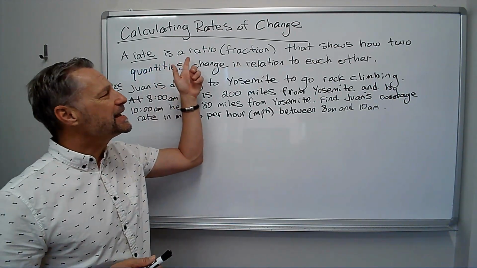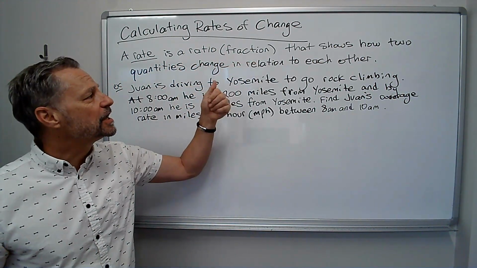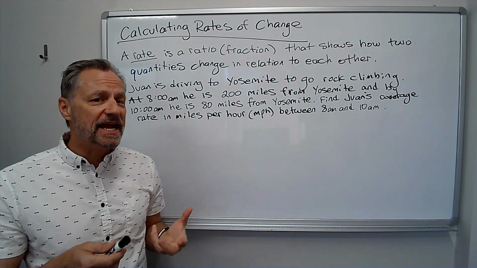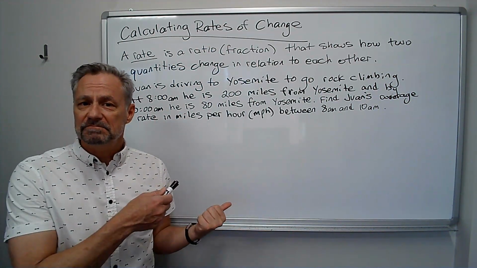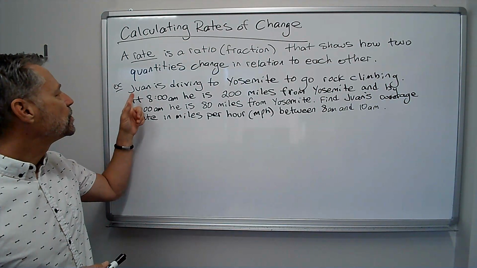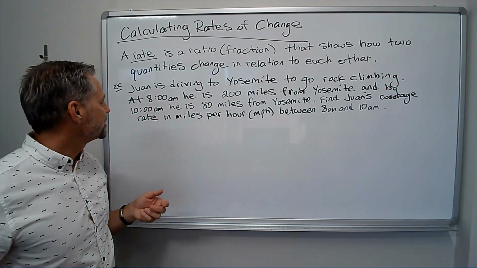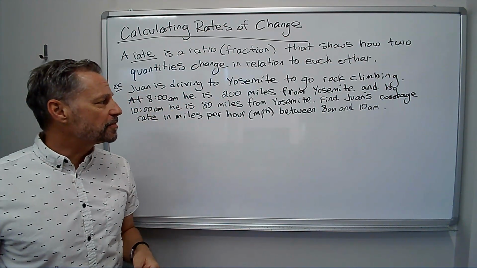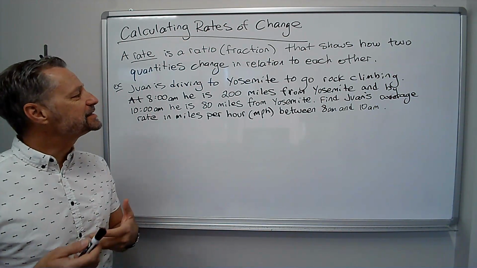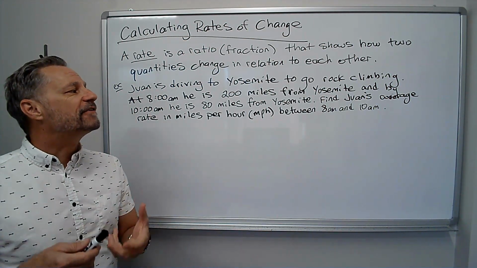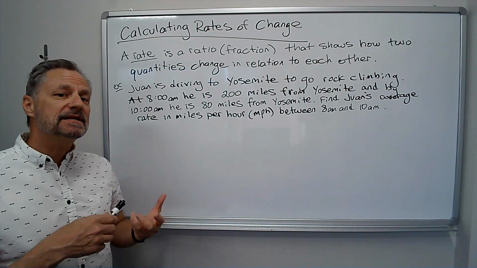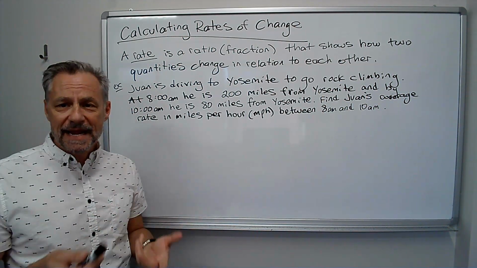Okay, so a rate is just a ratio or a fraction that shows how two quantities change in relation to each other. Let's look at an example. Juan is driving to Yosemite to go rock climbing. At 8 a.m., he is 200 miles from Yosemite, and by 10 a.m., he is 80 miles from Yosemite. Find Juan's average rate in miles per hour between 8 and 10 a.m.